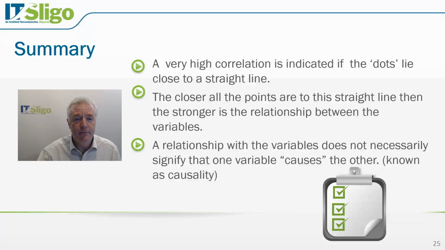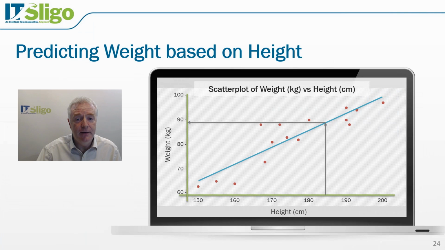So to summarize, a very high correlation or a very strong relationship between the variables is indicated if the dots lie close to a straight line. The closer all the points lie to the straight line, the stronger the relationship between the variables. If we take, for example, the weight and the height, the data does not fall on a perfect straight line. So while there is a relationship, there's not a phenomenally strong relationship between weights and heights.